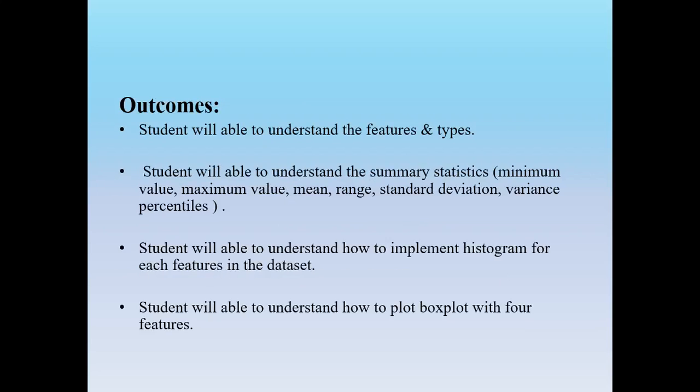Now the outcomes. Students will be able to understand the features and their types that are available in the dataset. Students will be able to understand the summary statistics, in which we are finding the minimum value, maximum value, mean, range, standard deviation, variance and percentile. Students will be able to understand how to implement a histogram for each feature in the dataset. Fourth, students will be able to understand how to plot box plots with the four features.